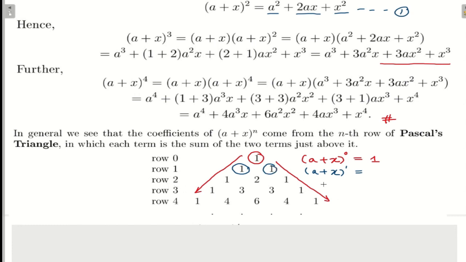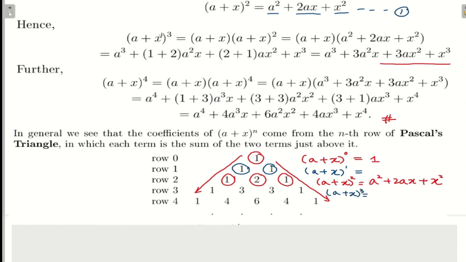For row 2, we have (a + x) to the power of 2, which is a squared plus 2ax plus x squared. If we look at the coefficients only, we have 1, 2, and 1. So 1, 2, and 1 are the coefficients. For row 3, we have (a + x) to the power of 3.